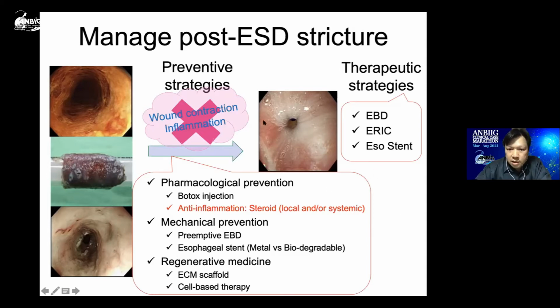However, when the stricture forms, most doctors perform balloon dilatation, or some perform ANBIIG incisional therapy, and some may give an esophageal stent. But I see most doctors will choose the anti-inflammatory steroid, and many studies show that local or systemic steroid both have an effect on the prevention of stricture.